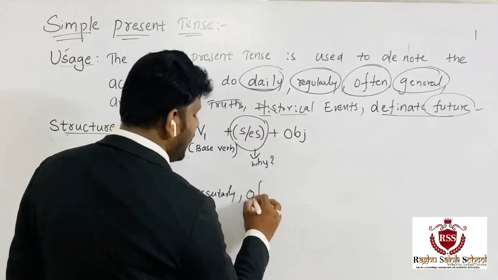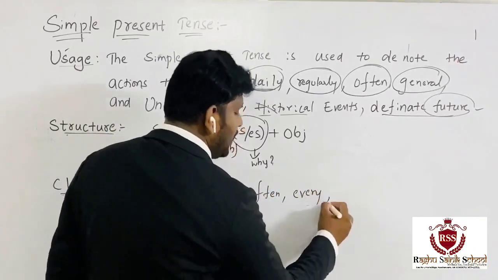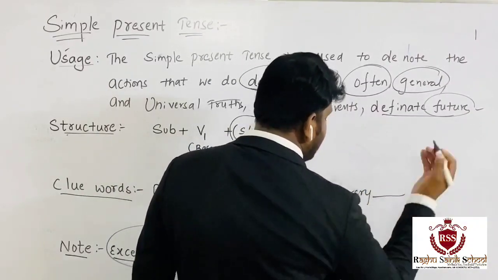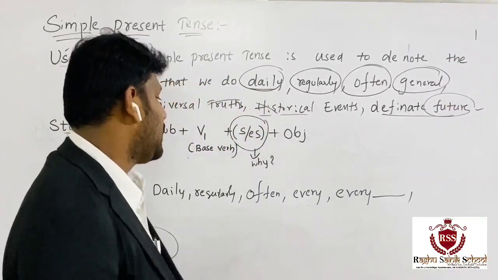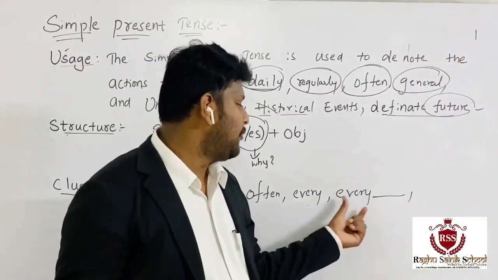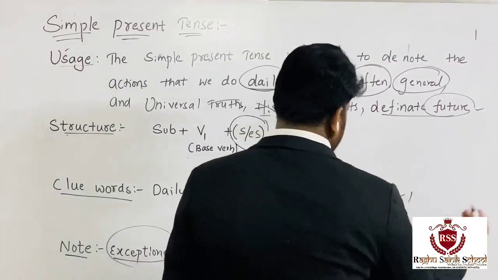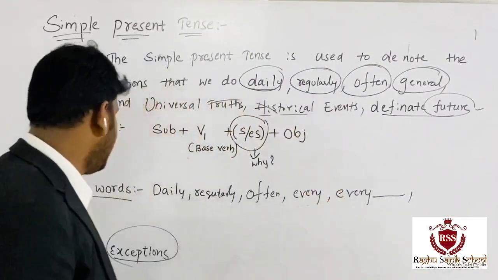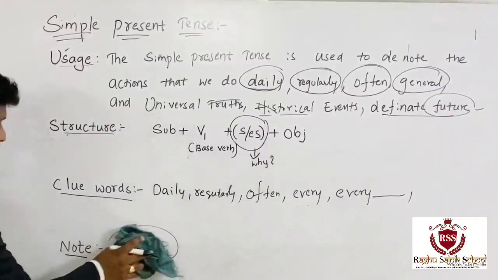Regularly, often, every Sunday, every Monday, anything you can write, every year, every summer, every night. You can write anything in this blank, every and dash. And daily, regularly, often, very, every, okay. Then the exception. What is the exception regarding that?